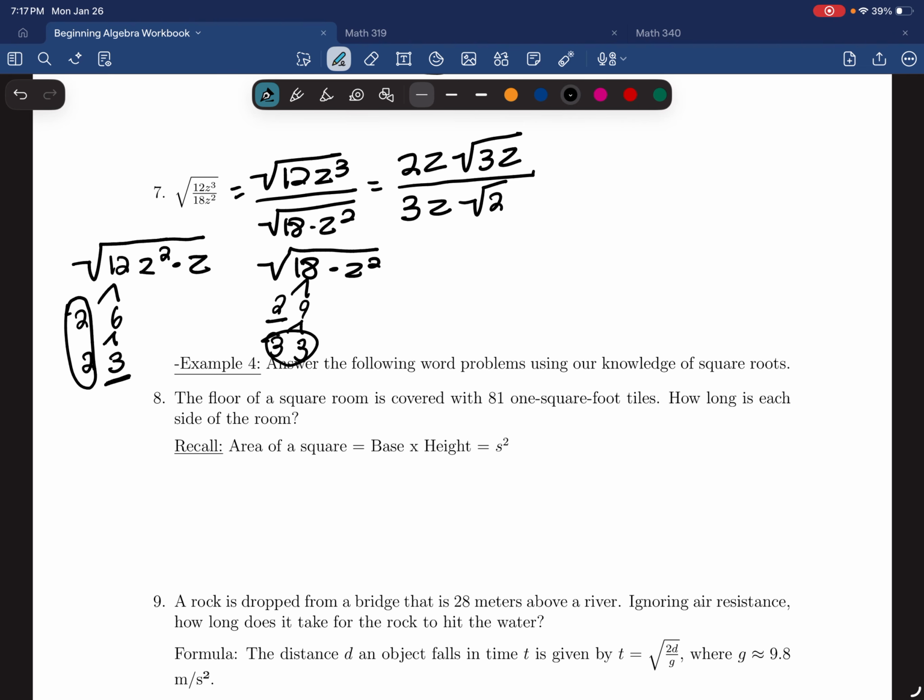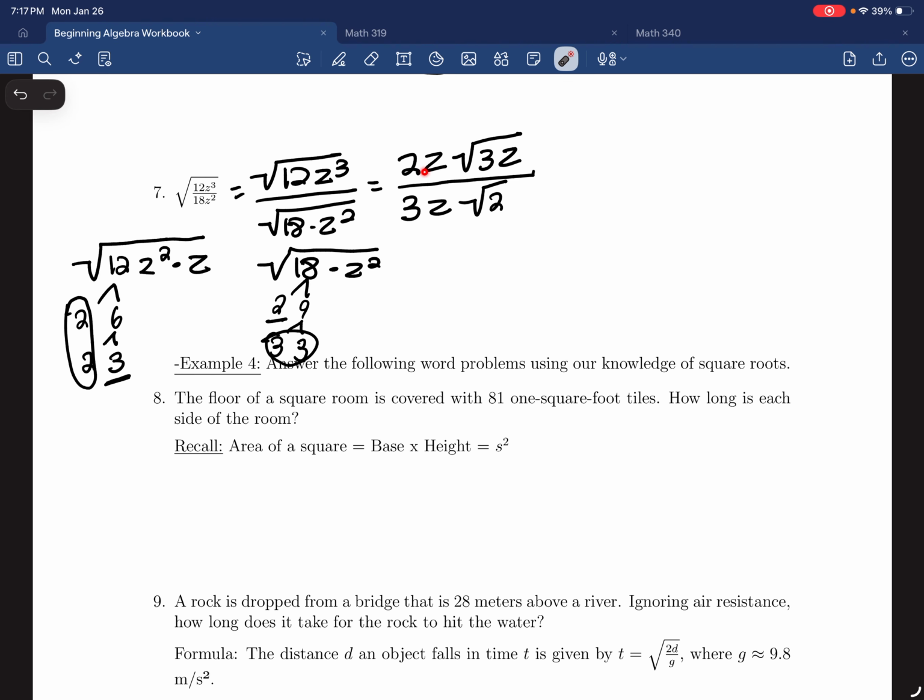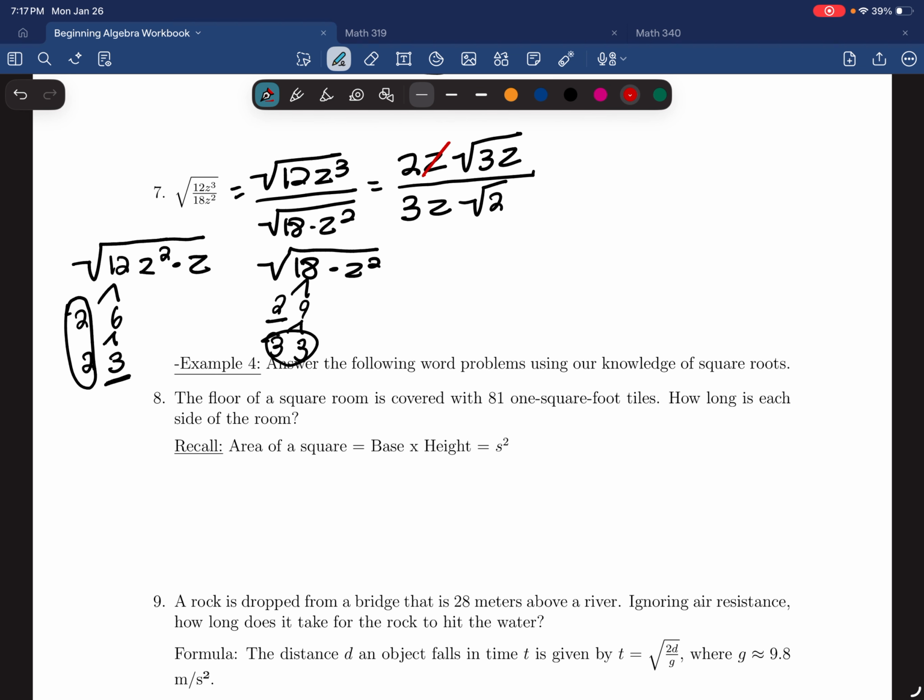And now that we have that, let's see if we can simplify anything further. We'll notice that there is a z here in the numerator and a z here in the denominator. And since this variable z is being multiplied to everything, and the same thing for the denominator, these variables cancel. So we get 2 times the square root of 3z, all divided by 3 times the square root of 2. And that's your final answer.